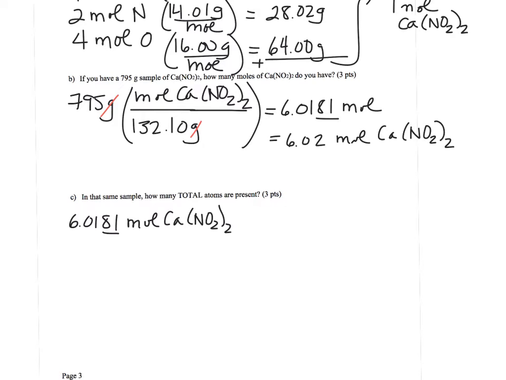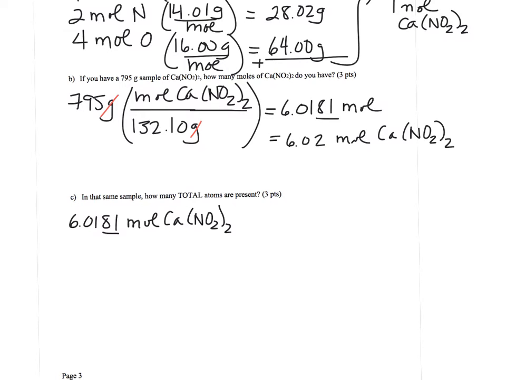We know we have 6.0181 moles of calcium nitrate. Let's convert that to molecules, and the reason I think that's a good first step is because we eventually want to get to atoms, and so it's much easier to get from molecules to atoms than to get from moles to atoms. This is not the only way to do it, but this is a good start. So let's convert moles of calcium nitrate to molecules of calcium nitrate.